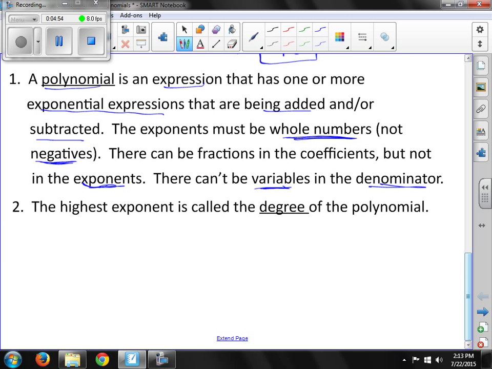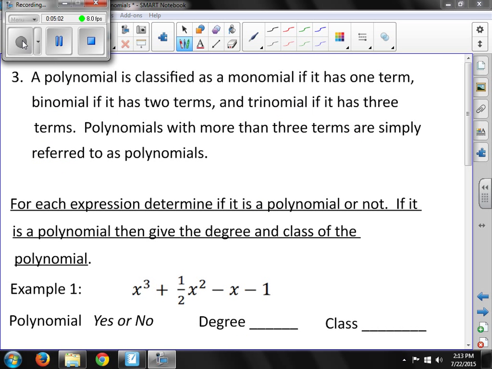The highest exponent is called the degree of the polynomial. A polynomial is classified as a monomial if it has one term, a binomial if it has two terms, a trinomial if it has three terms. Polynomials with more than three terms are just simply referred to as polynomials.